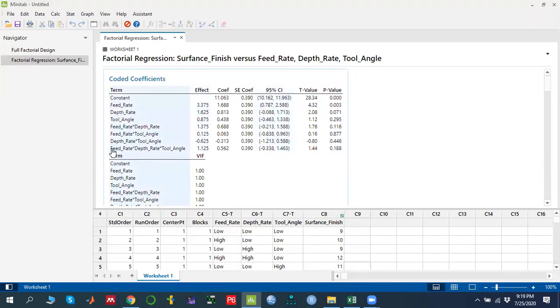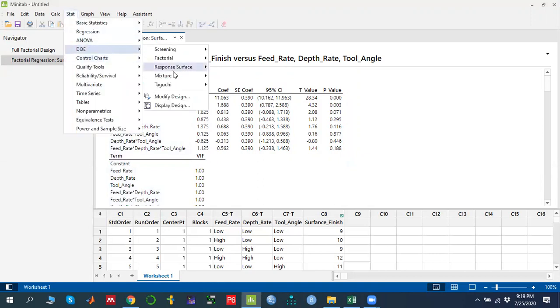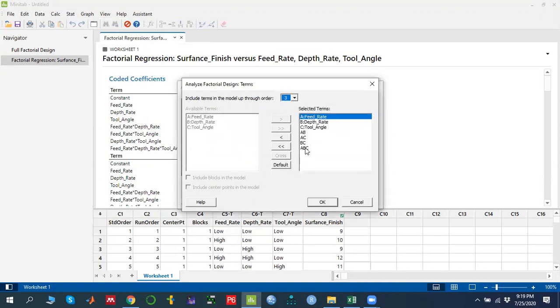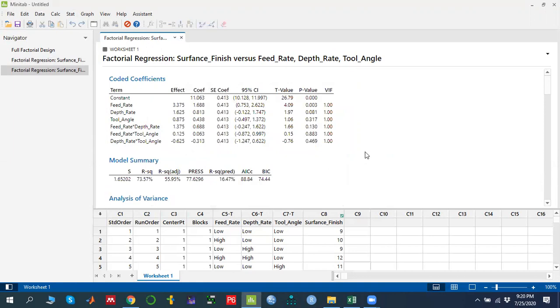Right now, what I will do is remove this three-factor interaction. So how can you do that? You will go to Stat, DOE, Factorial, Analyze Factorial Design, and in Terms we will remove this three-factor interaction this way, keeping only the two-factor interactions, and all three factors must be there. So press OK and again press OK. Now we can see that again only the feed rate is a significant factor, and after removing the three-factor interaction, no other factor becomes significant. We got a p-value higher than the previous one.